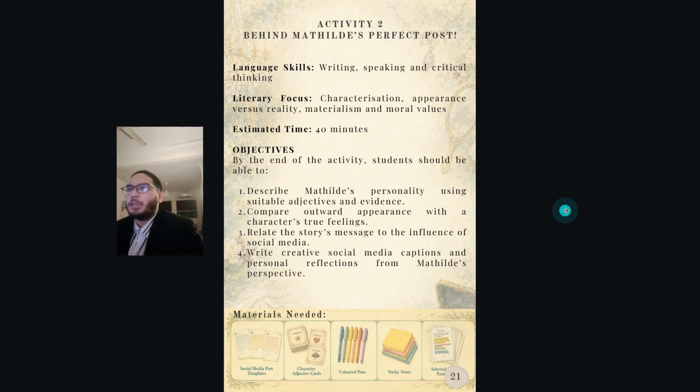Now, the second activity is focused on the characterization of the story, the concept of appearance versus reality, materialism and moral values. The students should be able to describe Matilda's personality using suitable adjectives and evidence. They compare outward appearance with the character's true emotions, true expressions, relate the story's message to the influence of social media, which is a current affair that they're dealing with, and then they try to write creative social media captions and personal reflections from Matilda's perspective.